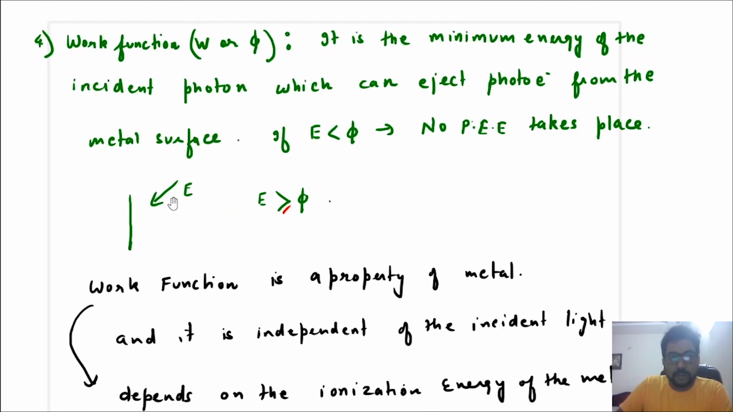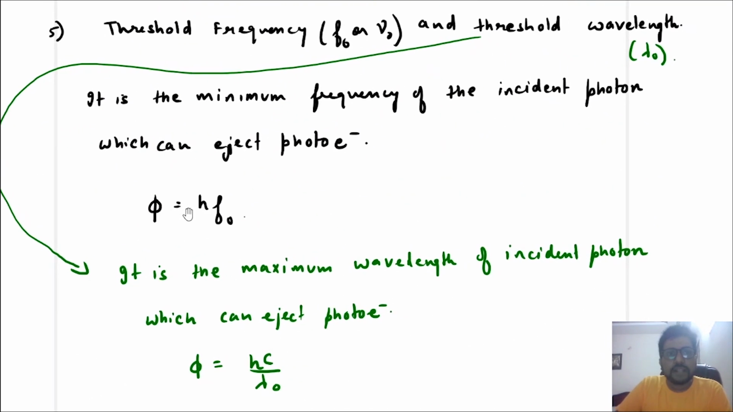Okay, now the next definition is the threshold frequency, f naught or nu naught, and the threshold wavelength, lambda naught. Frequency is sometimes written as f or nu. Now what is threshold frequency? It is the minimum frequency of the incident photon which can eject photoelectron, or you can say which can show photoelectric effect. So the work function is the minimum energy and f naught is the minimum frequency. So definitely phi has to be equal to h f naught.